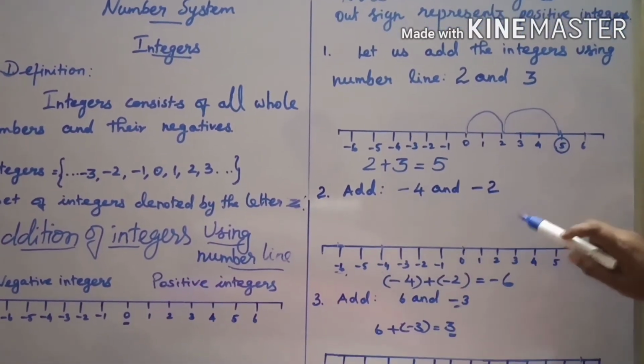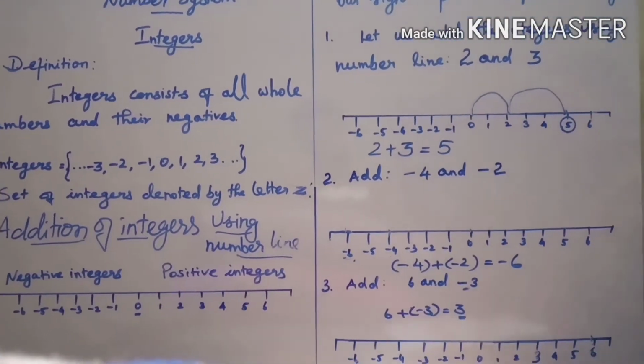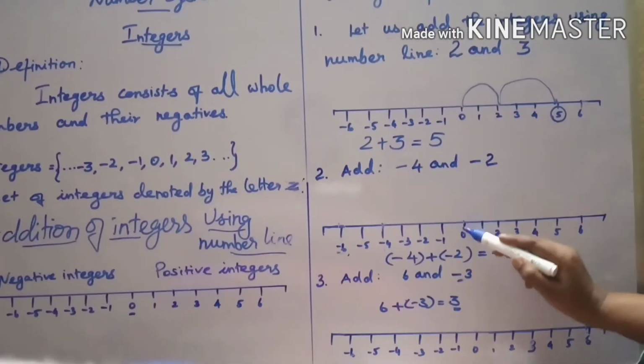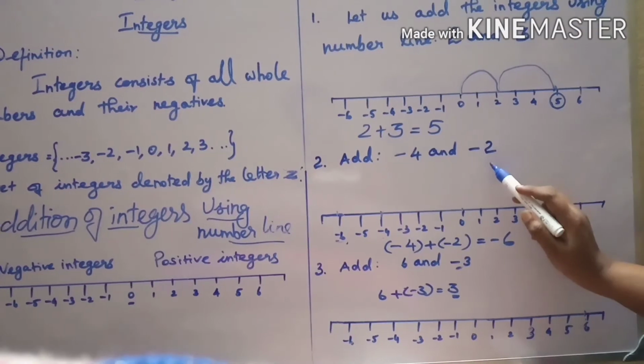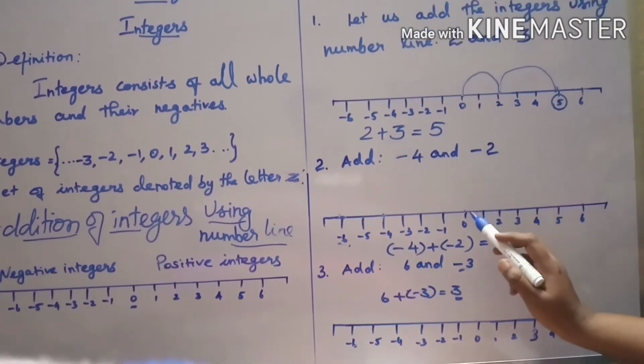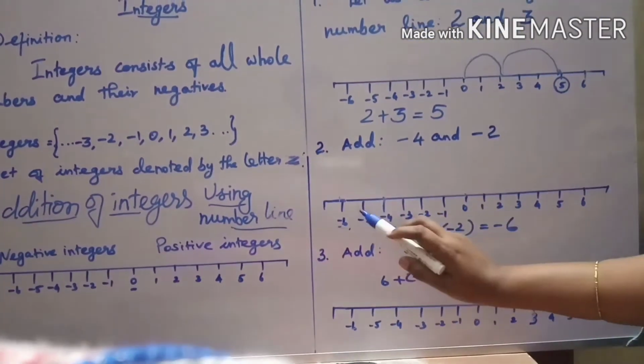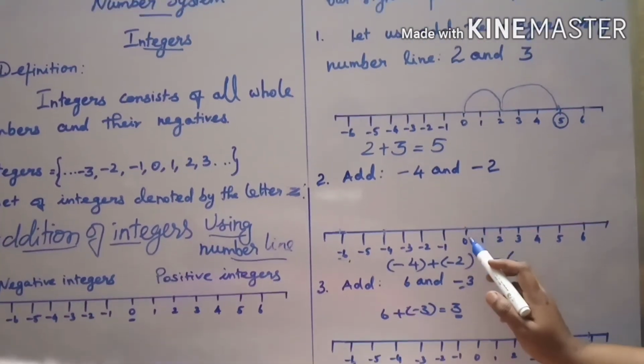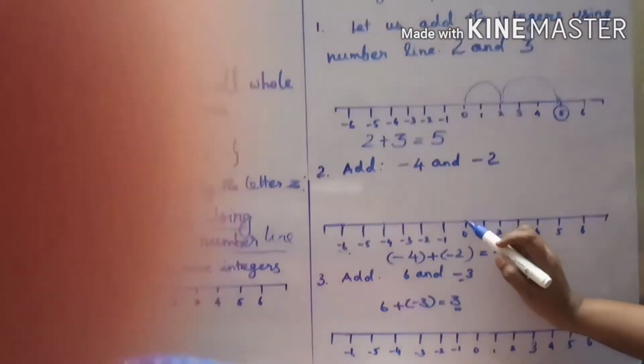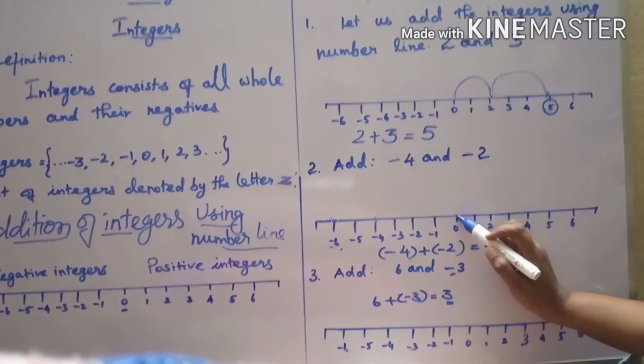Add minus 4 and minus 2. Here again I'll start from 0. Here I have both numbers are negative numbers. So we have to move which direction? Negative. That negative integers. So we have to move backward. So start from 0.